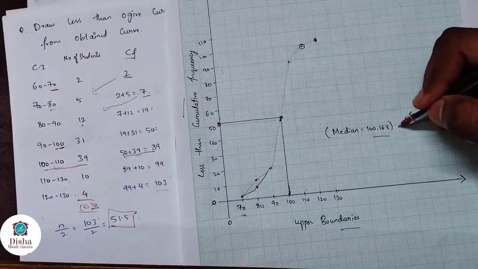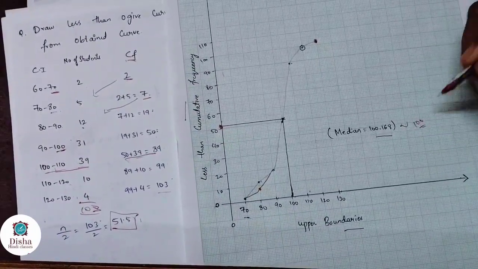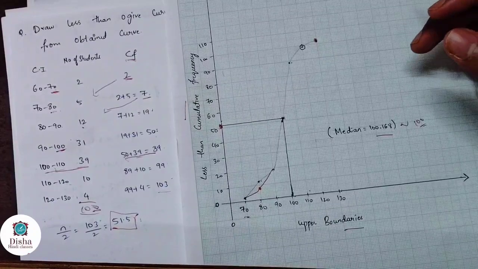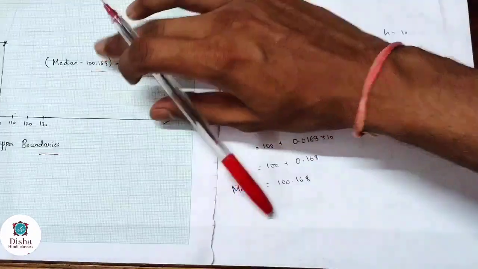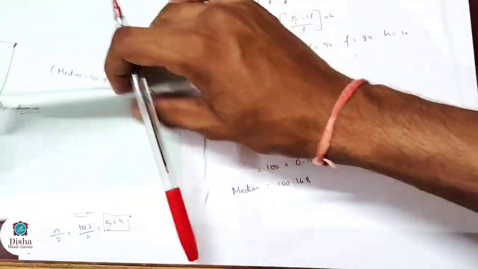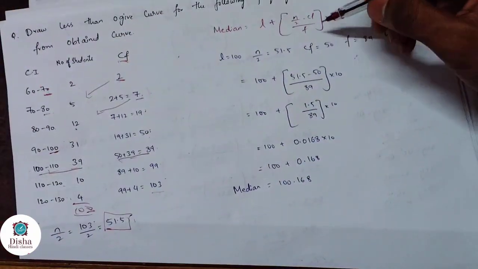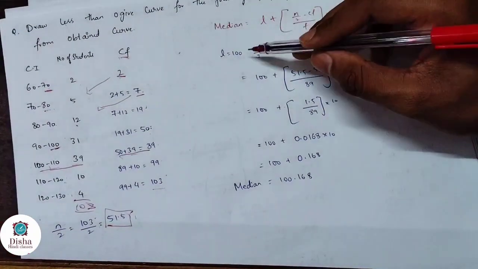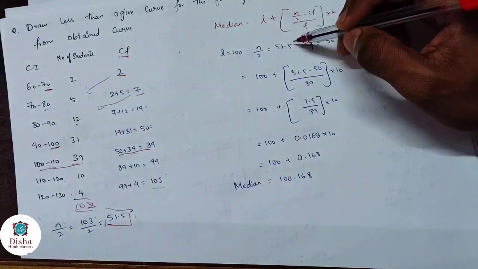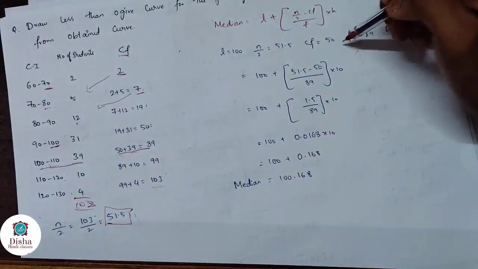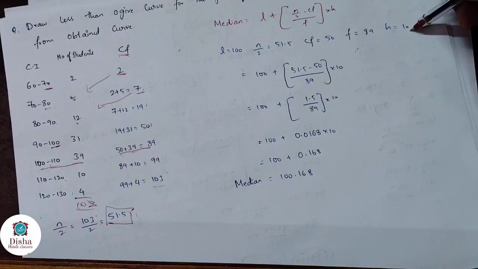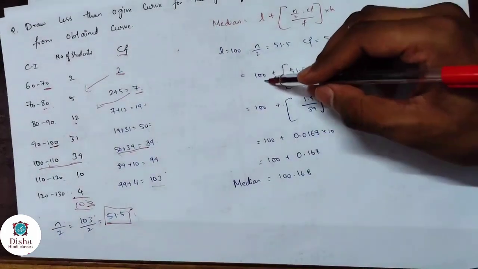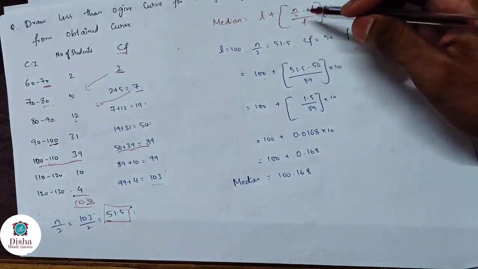100.168, sorry, 100.168. So now if we want to cross verify, it will be approximately equal to 100 itself. So now if we want to cross verify, we can solve it. See here, I have solved it also. So in the formula, if we substitute L equals 100, n by 2 equals 51.5, CF equals 50, F equals 89, and H equals 10.